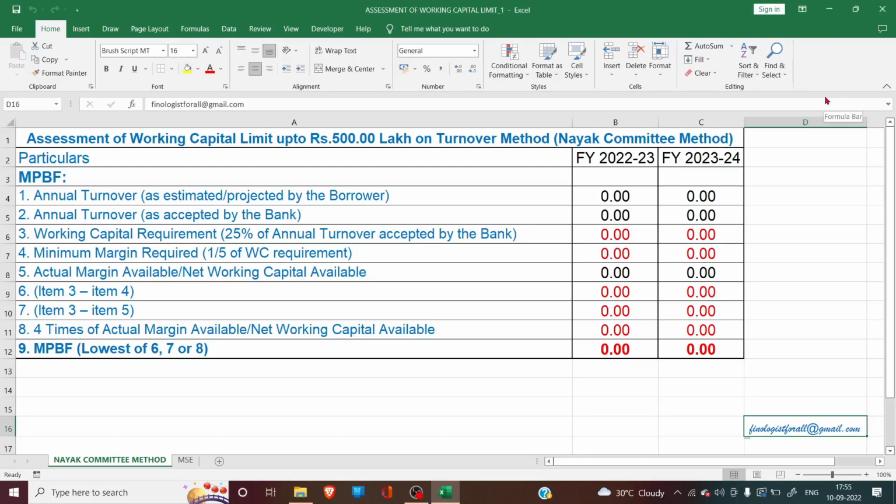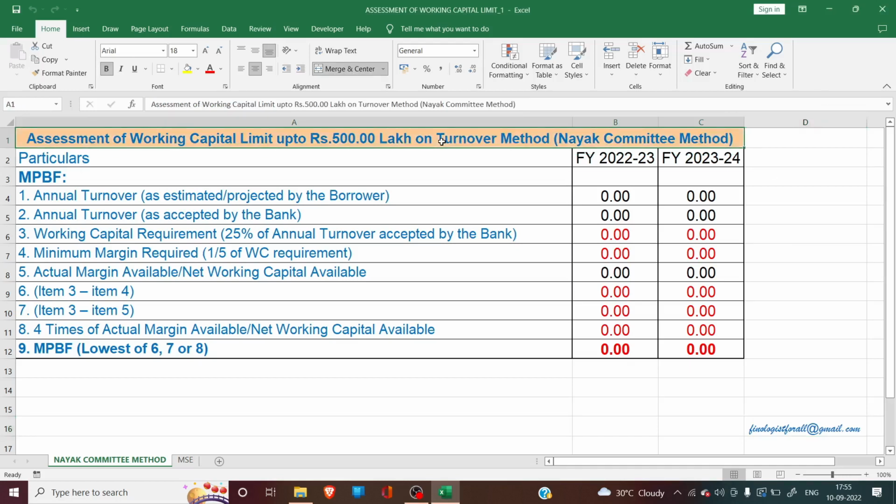Hello friends, in this video we will calculate working capital limit using the Nayak committee method or the turnover method. This method is usually used for working capital limits up to 500 lakhs or 5 crores. Now, in this sheet we will be calculating the MPBF for 2 years, that is for current year and for next financial year.